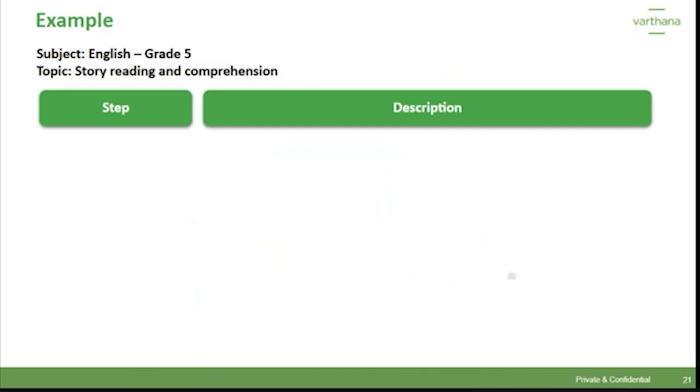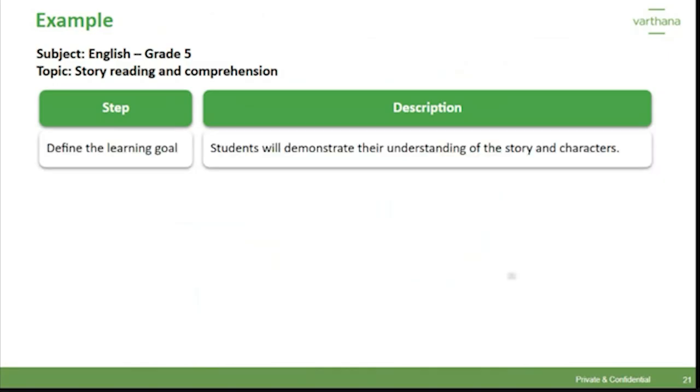So here you can see the subject is English, and the topic is story reading and comprehension. So how can we design a performance based assessment based on the five steps that we have discussed? Step one is define the learning goal. So at the end of the assessment, students will demonstrate their understanding of the story: the main idea of the story, the characters, the themes. So you can see the learning goal is well defined here.